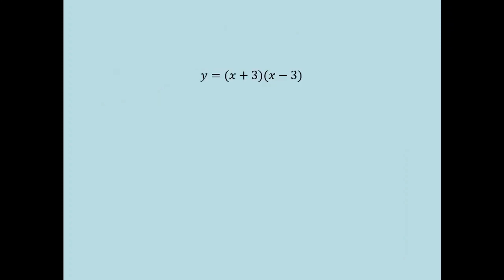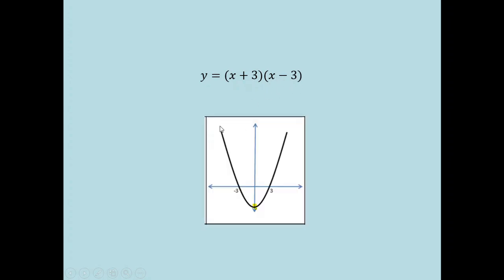So when y is equal to (x + 3)(x - 3), I don't need to work this out to see that I have already got the roots. That means that when x is equal to -3, this will be 0, or when x is equal to positive 3, this will be 0. I know it's a positive parabola, and it's going to cross at -3 and positive 3.